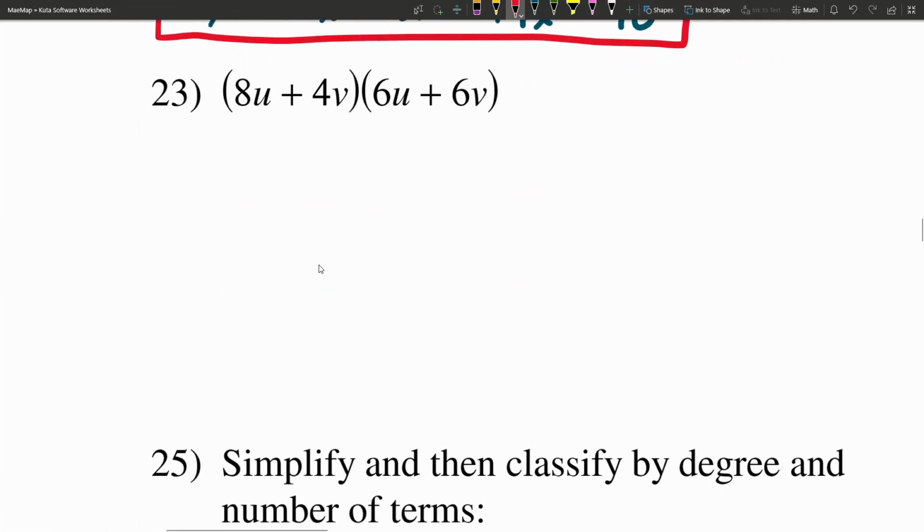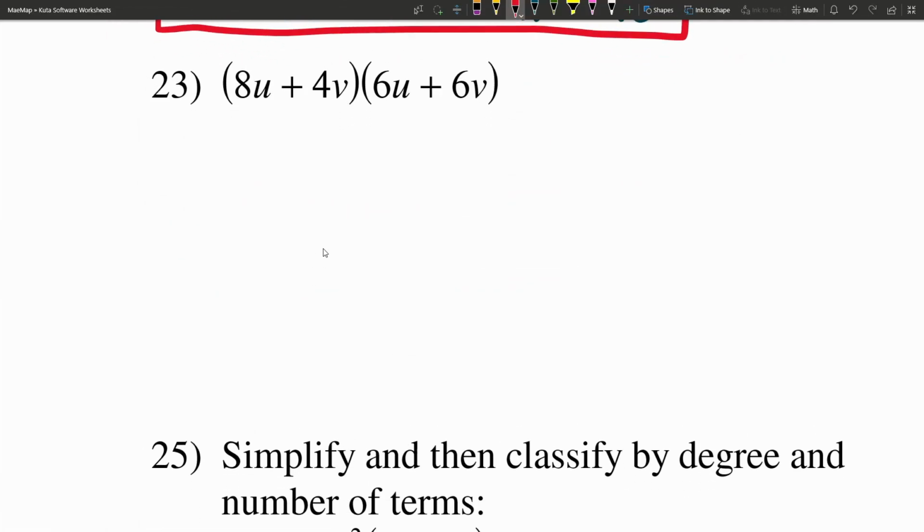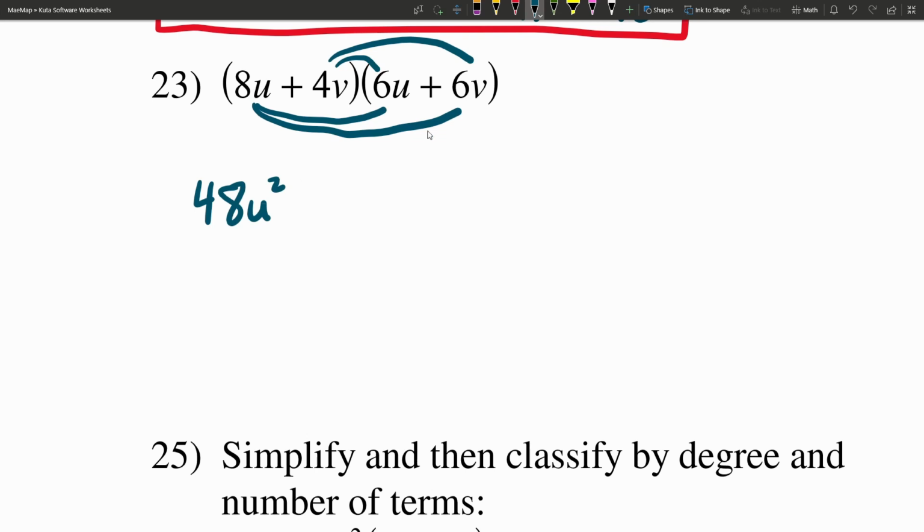And number 23, again, just combining two binomials together through multiplication. First, outside, inside, last. 8u times 6u is 48u squared. 8u times 6v is going to be plus a 48uv. Then 4v times 6u is going to be plus a 24vu, or uv.